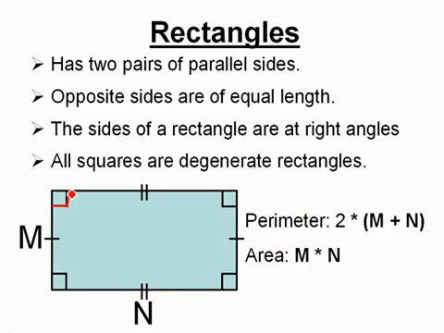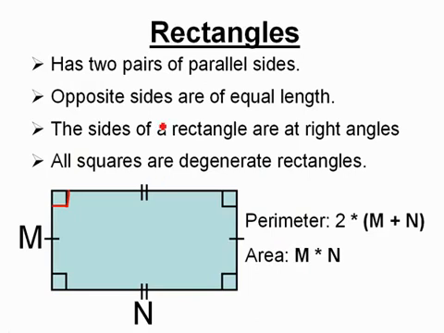And all squares are degenerate rectangles. All that means is that not only does it meet all the requirements for a rectangle, but it also happens that the opposite sides are equal and the adjacent sides are equal. So it's a degenerate, a special case.